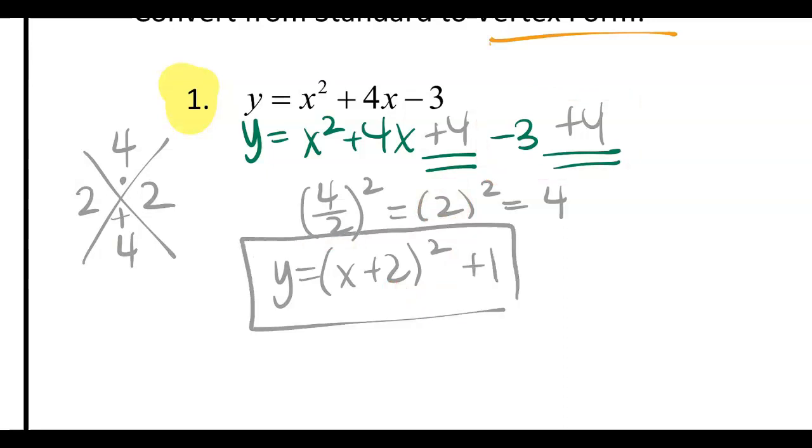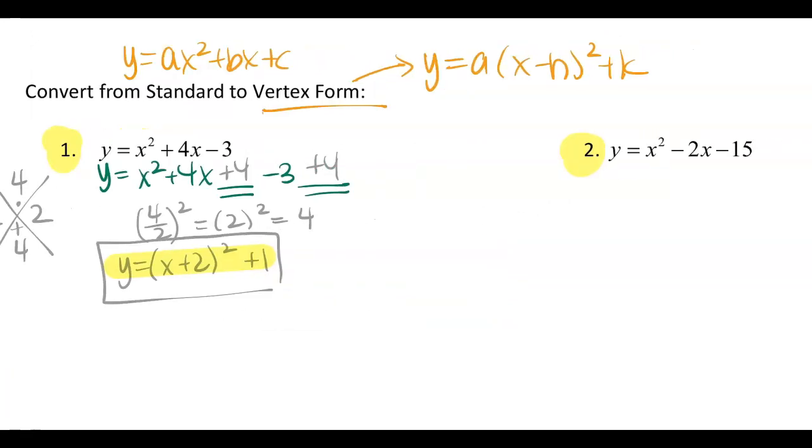This equation is now in vertex form. You have an a value of a positive 1. Here's your h. Here's your k. That's all you have to do. So right now, I want you to pause the video and I want you to try to do example 2, referencing what we just did on example 1.